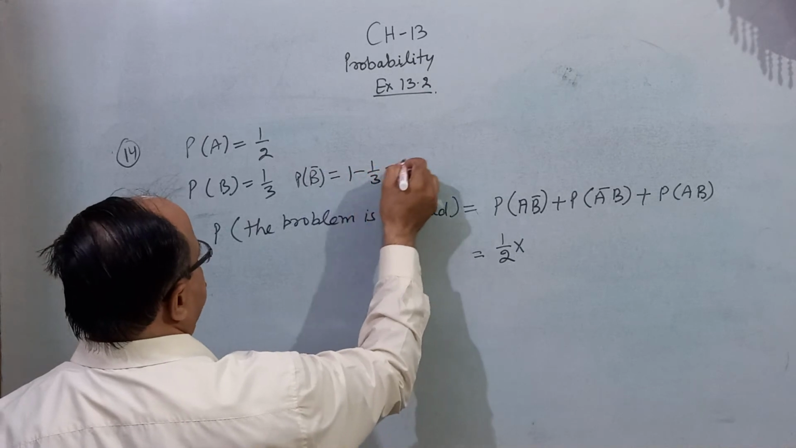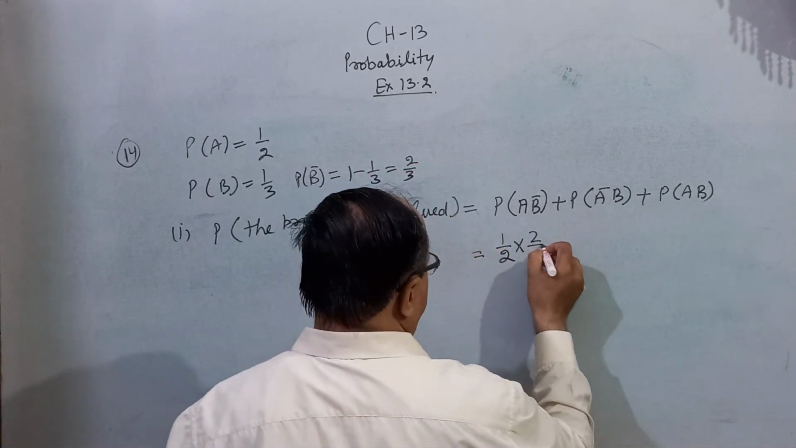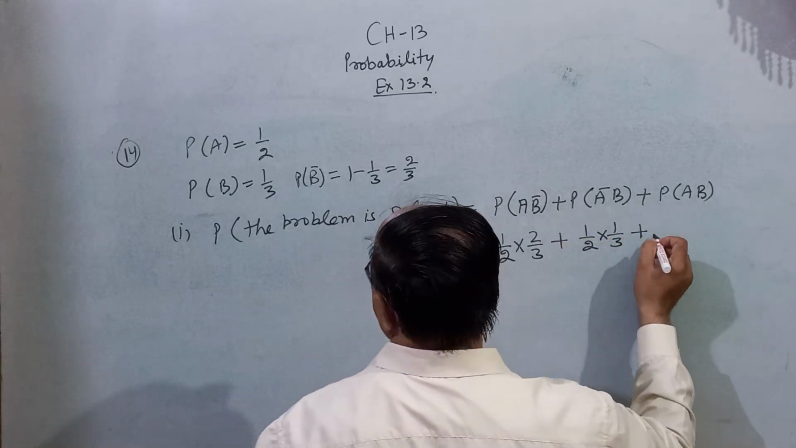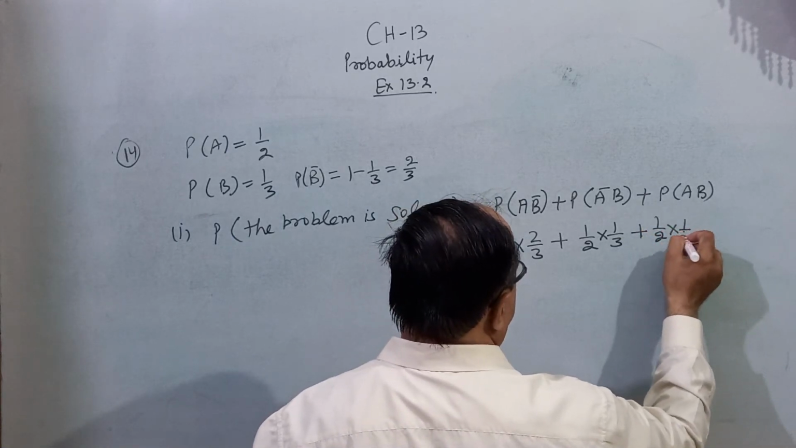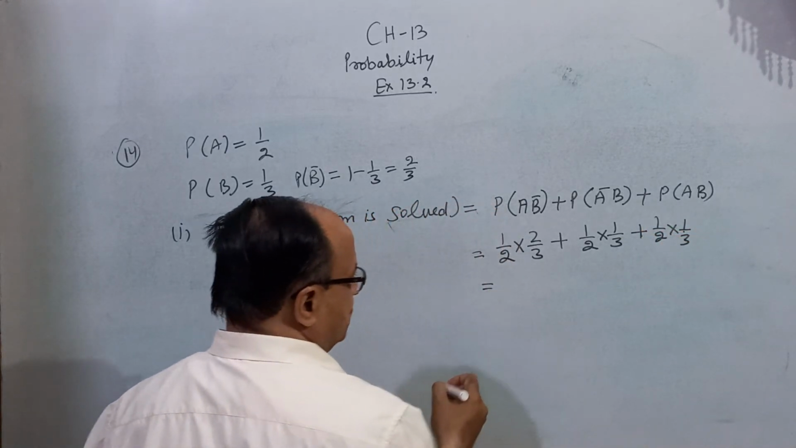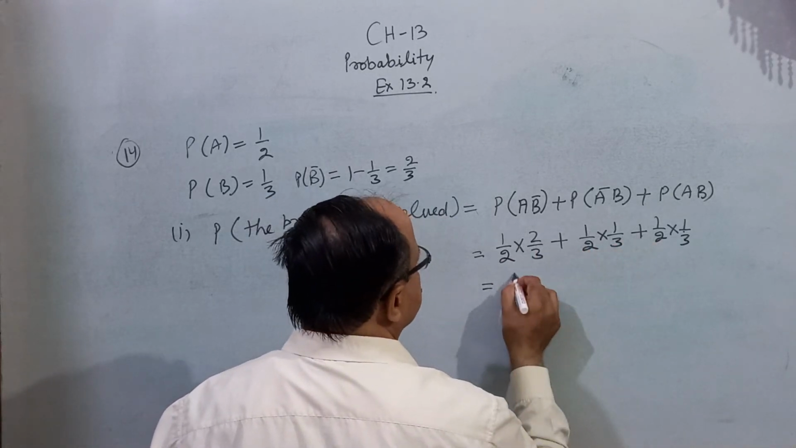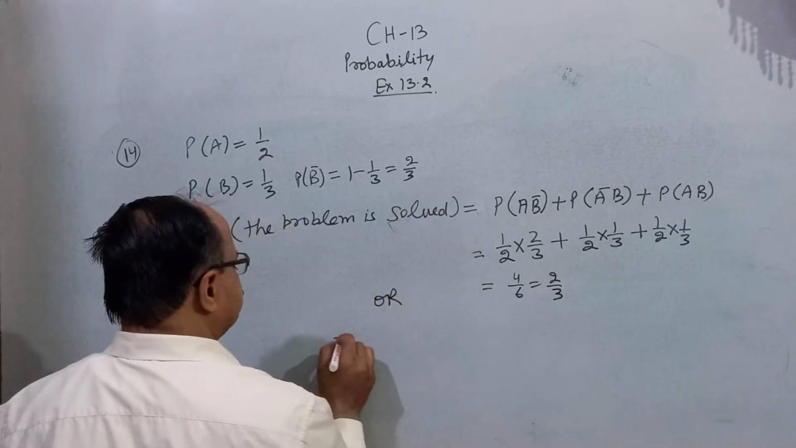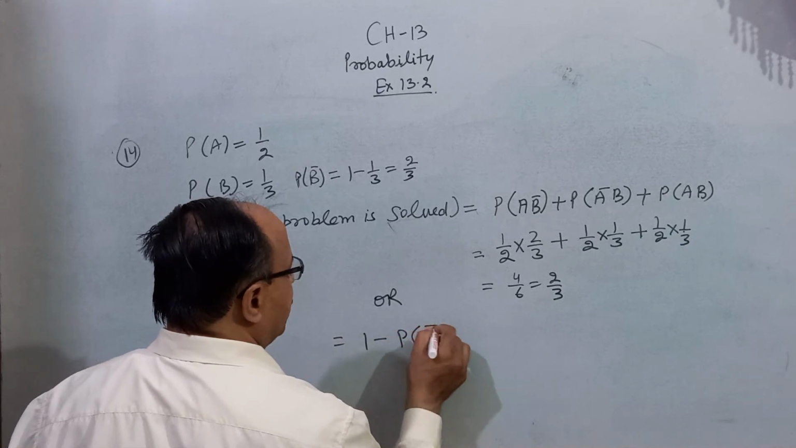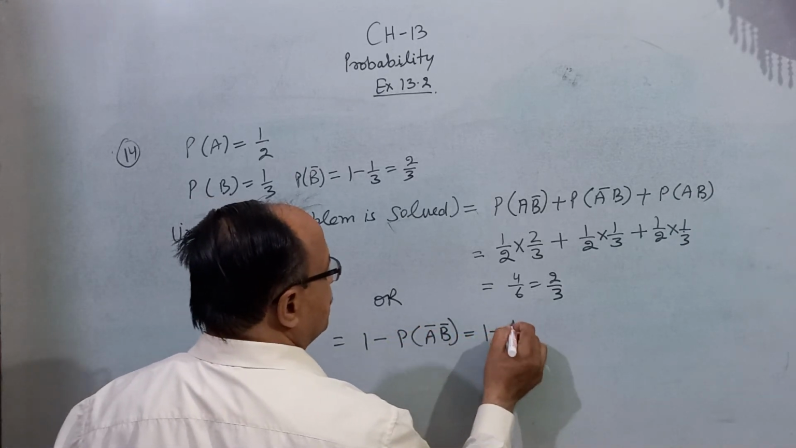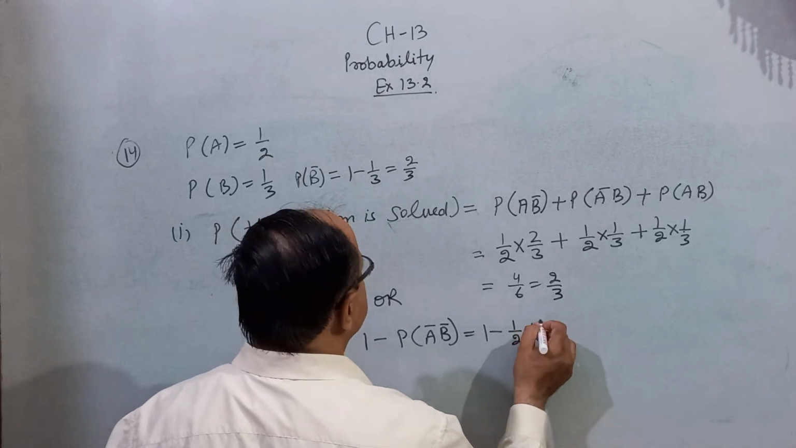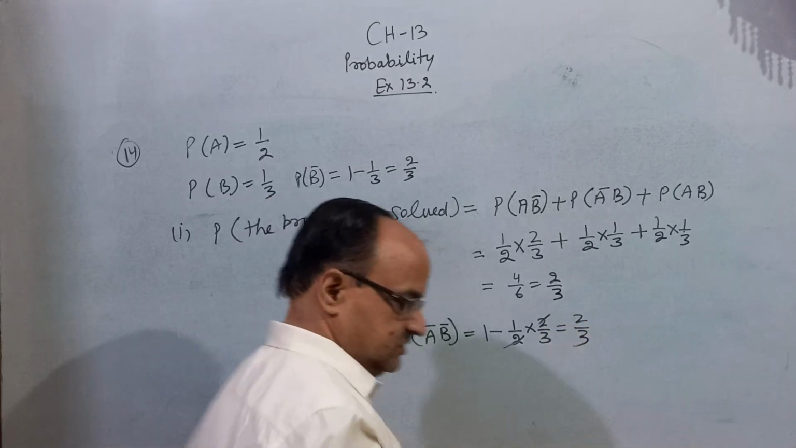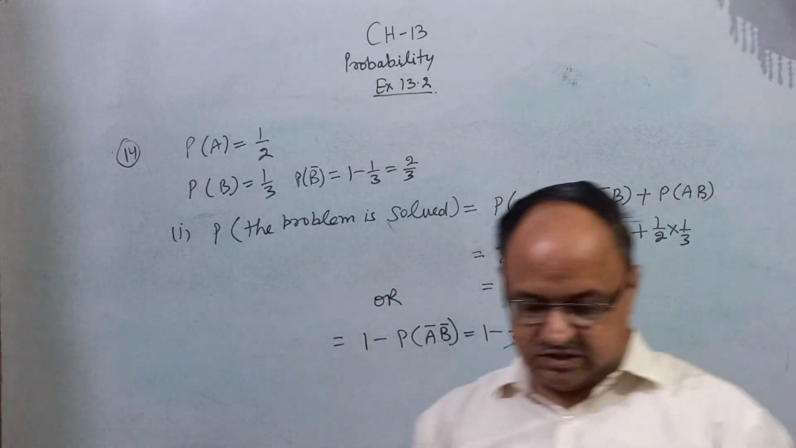1 minus 1 by 3, that is 2 by 3. That is 1 by 2 into 2 by 3 plus 1 by 2 into 1 by 3 plus 1 by 2 into 1 by 3. After calculation, the result is 2 plus 1 plus 1, that is 4 by 6, 2 by 3 is the answer. Or you can solve this part as 1 minus the probability of A not and B not. Probability of A not is 1 by 2 and B not is 2 by 3. After calculation, the result is 2 by 3. You can solve this in both ways, correct?